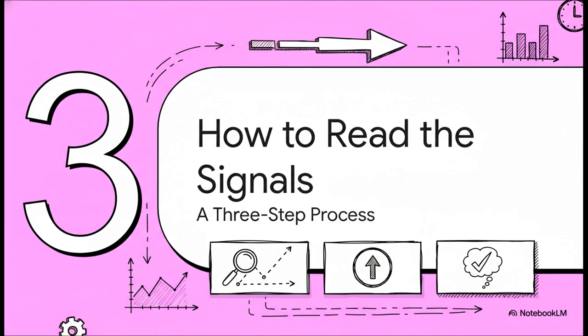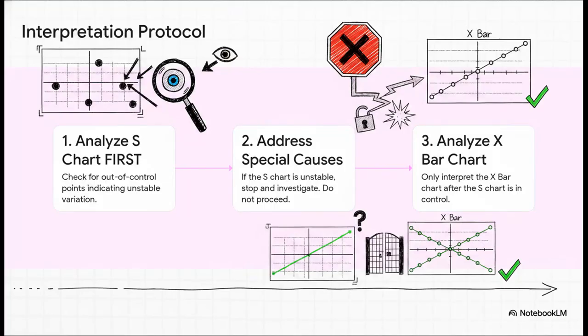There is a very strict, very disciplined way to read these charts. It's not about just glancing at them. It's a methodical, three-step process, and here's exactly how you do it. Step 1, you always look at the S chart first. Always. You're looking for any data points that are outside of those control limits. That's a red flag that your variation is unstable.